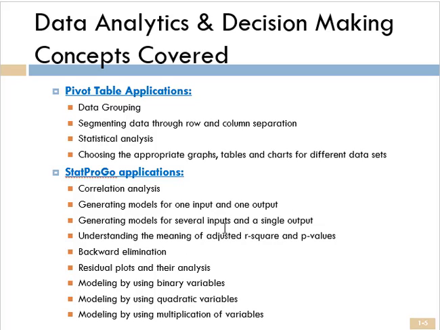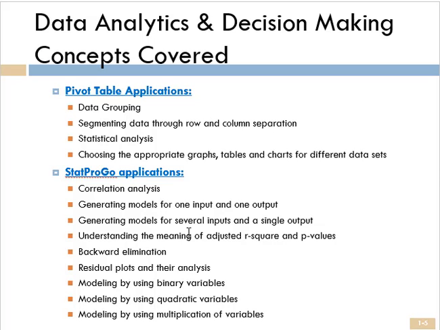Then we dealt with generating models for several inputs and a single output. For example, the person can be a male or female and could be scaling the service like we covered in the call center, and there could be other factors that could impact the satisfaction level of the customer, which could be the output that we have. And we can work on how to see how these inputs are related to the output through modeling, which is what we did with StatProGo.